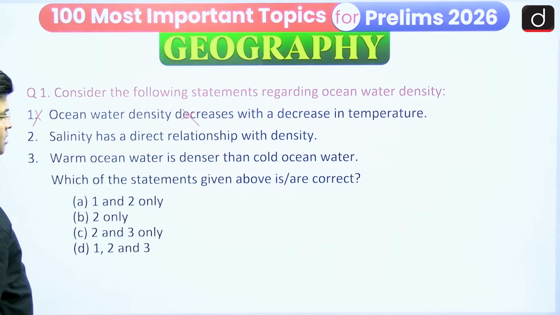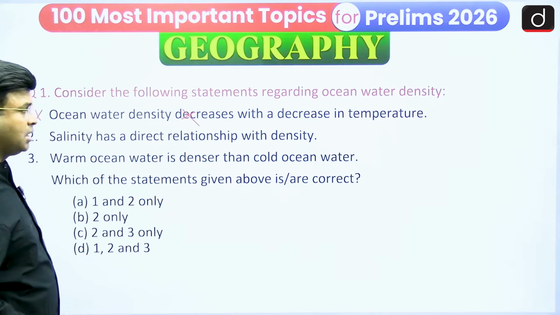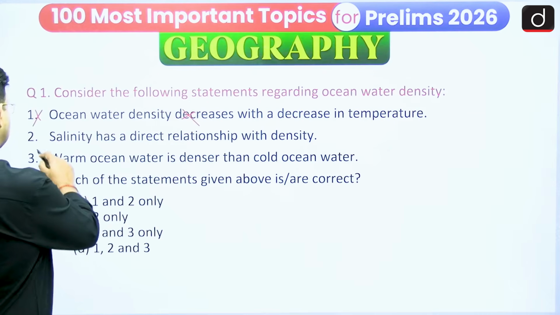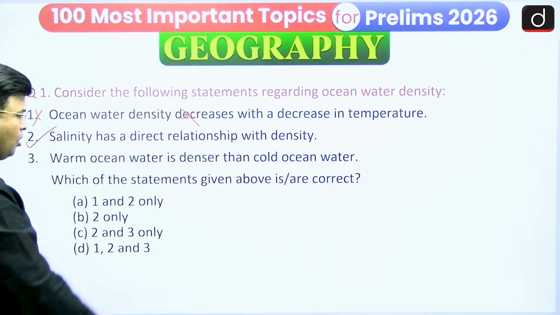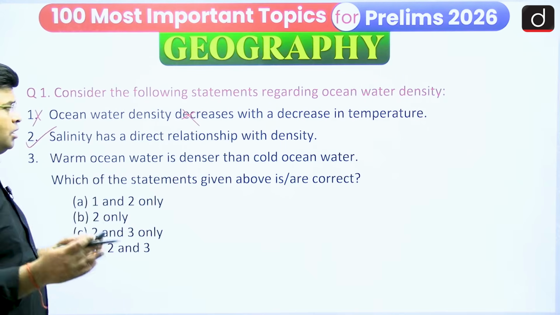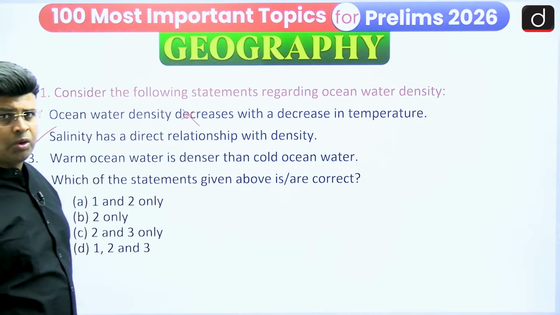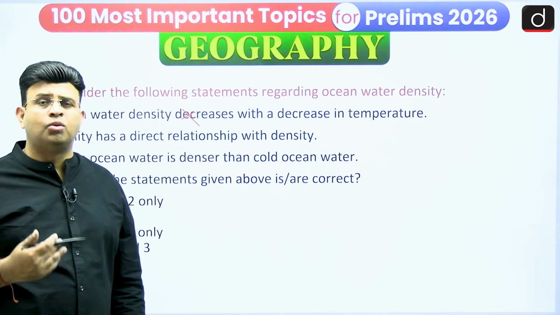Salinity has a direct relationship with density. If more salinity, more density. Yes, that's correct. And less salinity, less density, that's correct. Warm ocean water is denser than cold ocean water. No, cold water is compressed. Molecules are very close together. Therefore, cold water has more density.